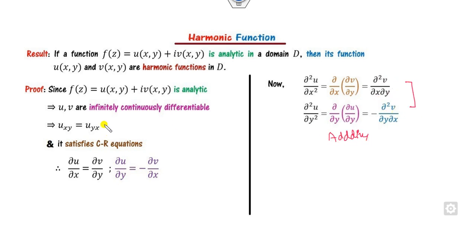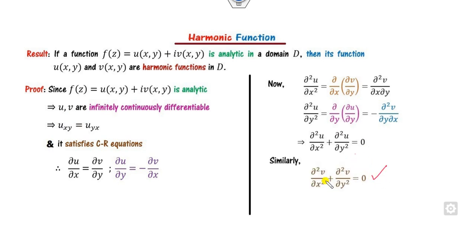This will be 0 because of this property. So if you add them, it means u satisfies the harmonic equation. Similarly, you can prove it for v. v also satisfies the harmonic function.